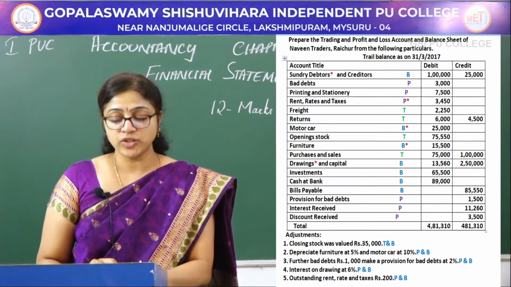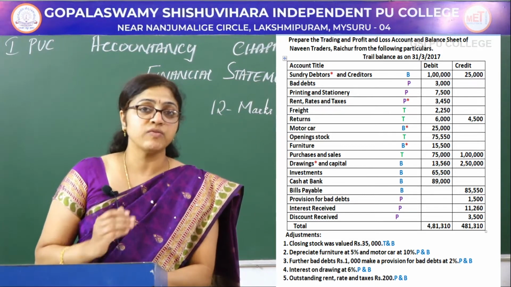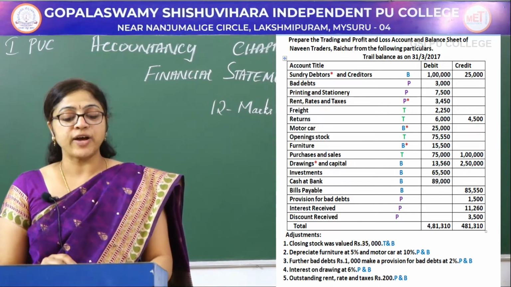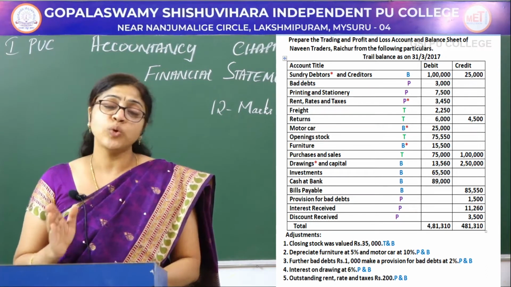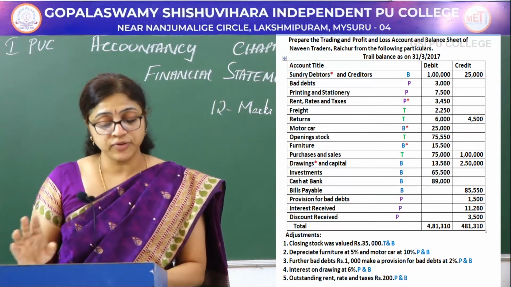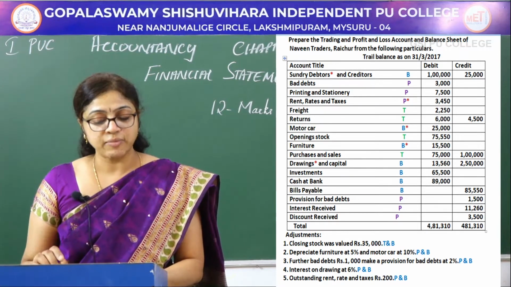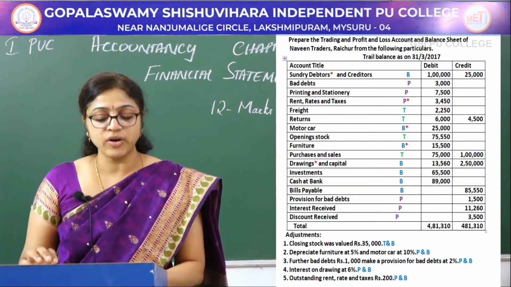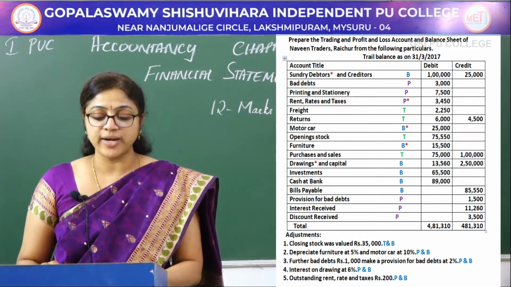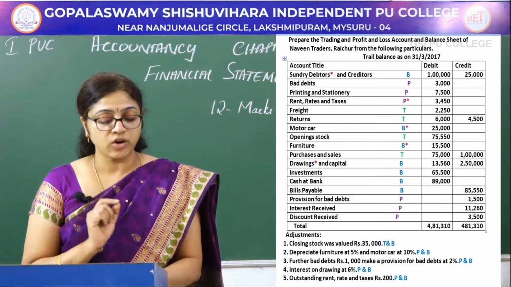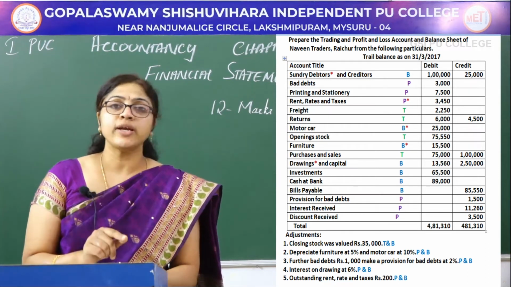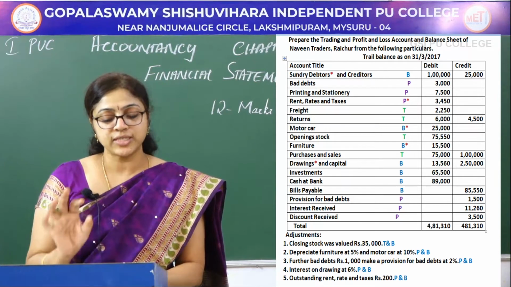Next one, adjustment, closing stock was valued at rupees 35,000 once it is recorded in trading account and again in balance sheet. Depreciate furniture at 5% and motor car at 10% once it recorded in profit and loss account and again in balance sheet. So in front of the furniture as well as motor car, put a star mark, it indicates that there is an adjustment for furniture and motor car. Further bad debts rupees 1,000, make a provision for bad debts at 2% once it is recorded in profit and loss account and again in balance sheet. So provision for bad debts, it is calculated on debtors. So in front of the debtors, put the star mark.